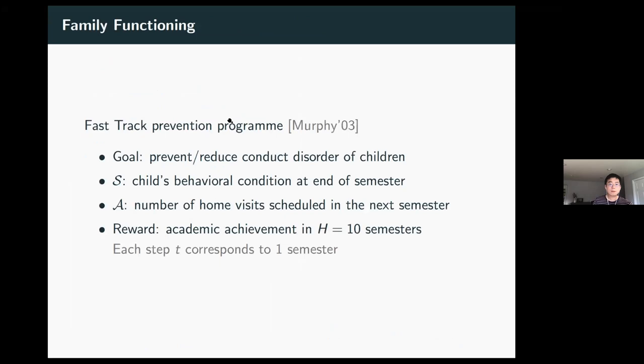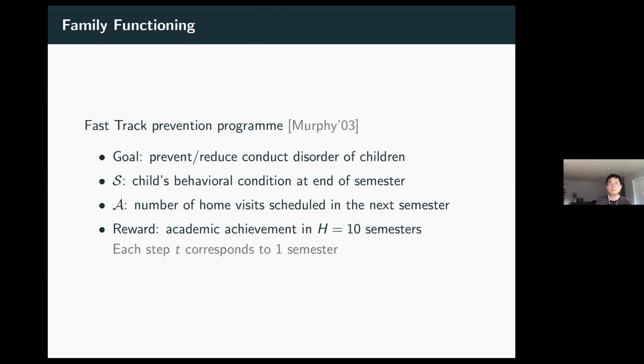And as a last example, before we go to more technical contents, is the Family Check-Up example in the Fast Track Prevention Program by Susan Murphy's group a while ago. The problem here is how to prevent or reduce conduct disorder of children.